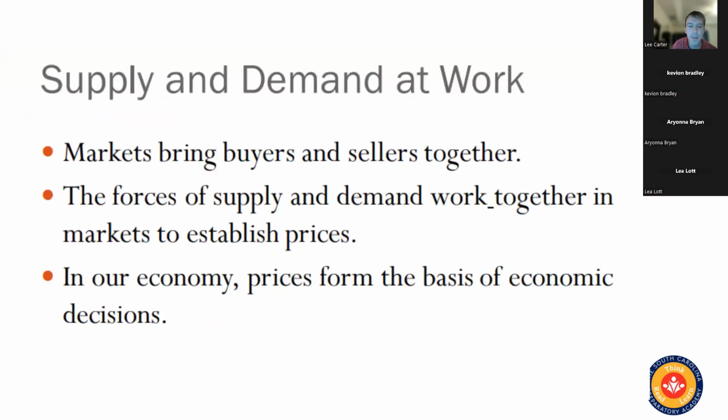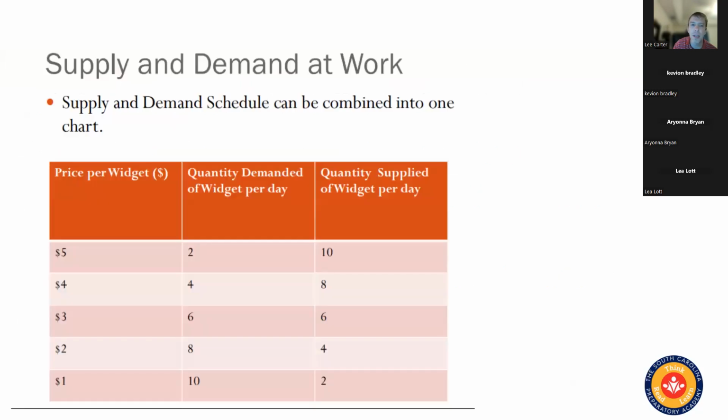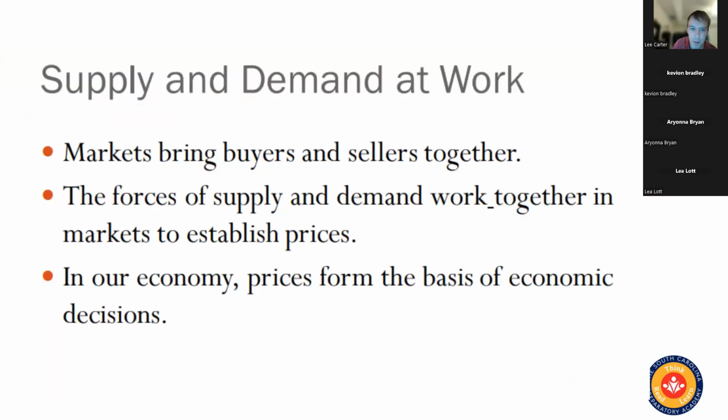Right. So basically, markets bring buyers and sellers together. Okay. And supply and demand are going to work together to establish prices. So basically, the prices on things determine whether you're going to buy it or not. Right. So the suppliers, the demand, right? We're the consumers, we're the demand side. Okay. So the way the prices are set is people will charge what people will pay for it.